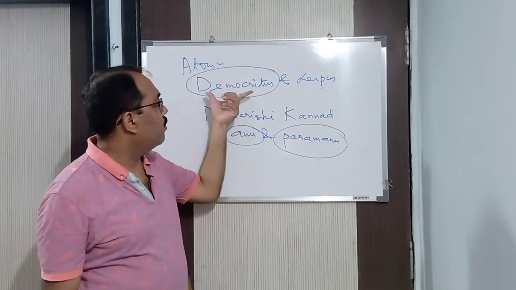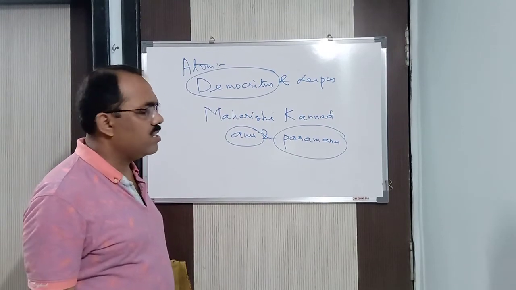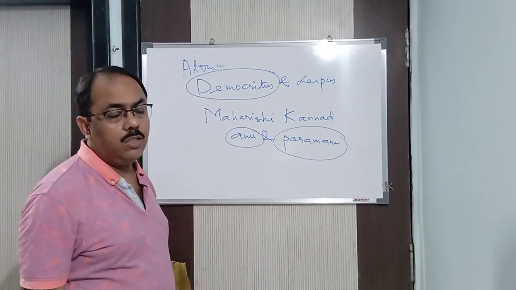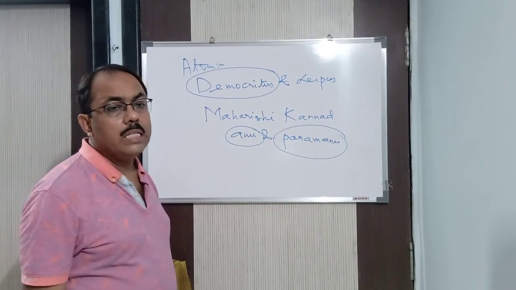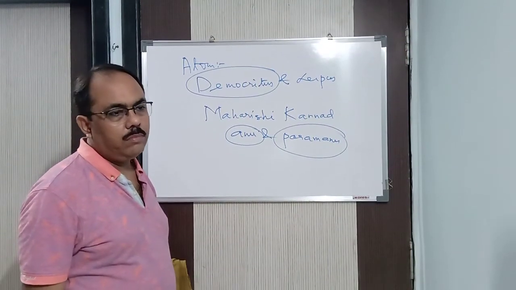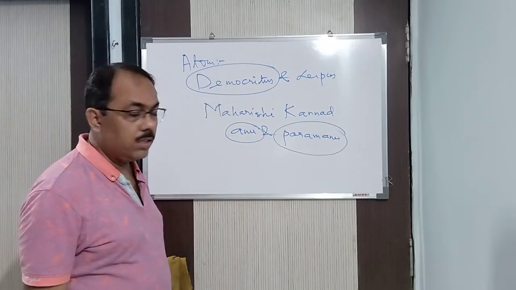The world came to know from Democritus. Now here also I will tell you, some children confuse. They say that the atom was discovered by John Dalton. No, John Dalton did not discover the atom. John Dalton gave Dalton's atomic theory. It was discovered by Democritus, basically. Clear?